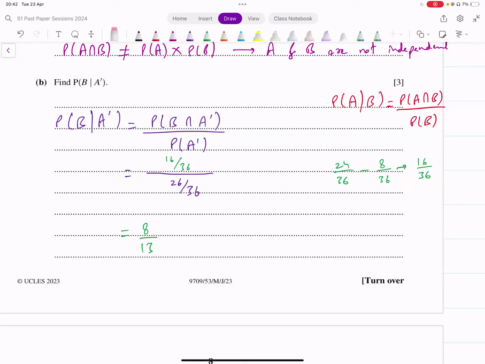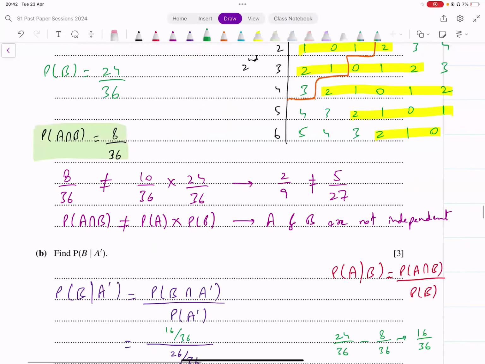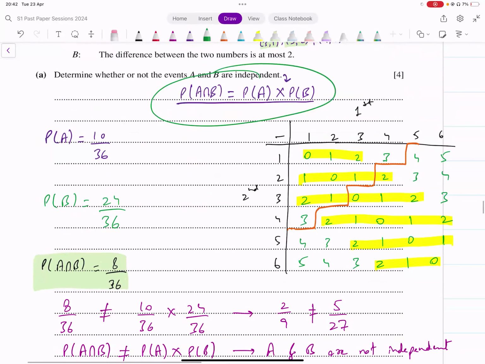So we're just looking for common things between them when both conditions are met. No, we can't multiply. Multiplication is only possible in independent events, and we proved in the first part they're not independent. Yes, A dash means A is not happening. We can't multiply; multiplication is only possible when the events are independent.